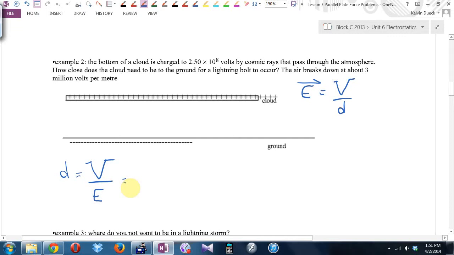If the cloud manages to create enough voltage due to cosmic rays so that you have 2.5 times 10 to the 8th volts, and we know that the air breaks down at 3 million, and I'm pretty sure 3 million is 10 to the 6th. How close does this cloud need to be to the ground before lightning will jump?